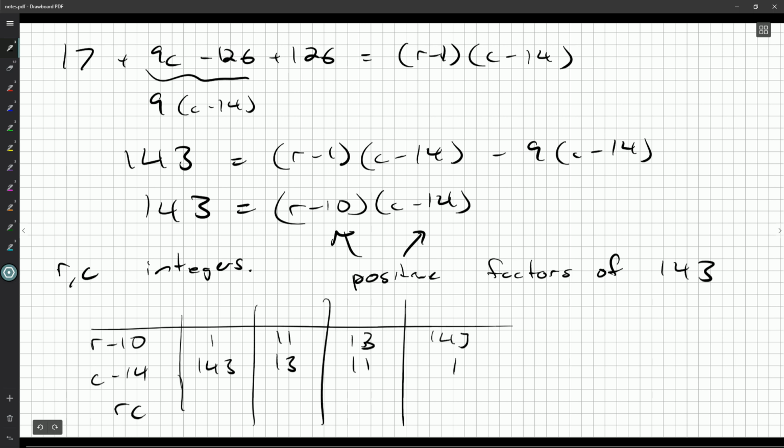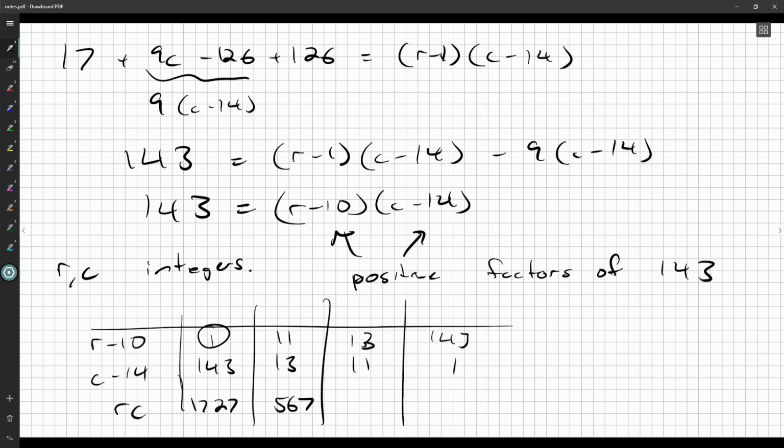So r would have to be 11 here. And 11 times 143 plus 14 would be 157. You'd have to have 1,727 seats in this case. All right, what if r minus 10 is 11? So then r is 21, and c is 27. Well, there's that 567 we're looking for.